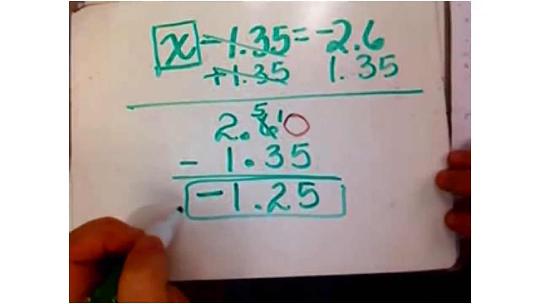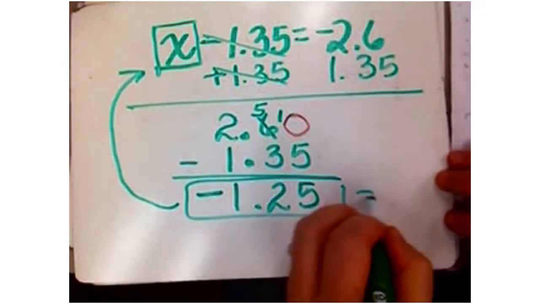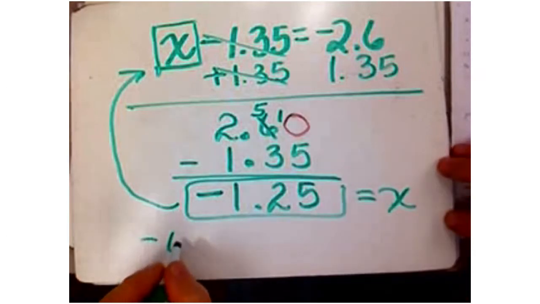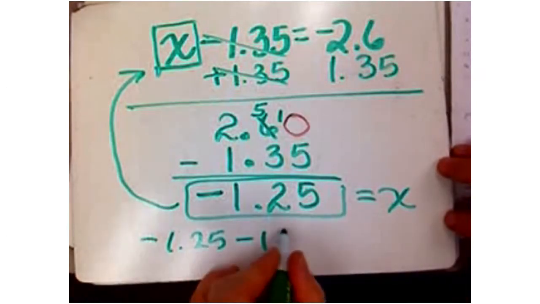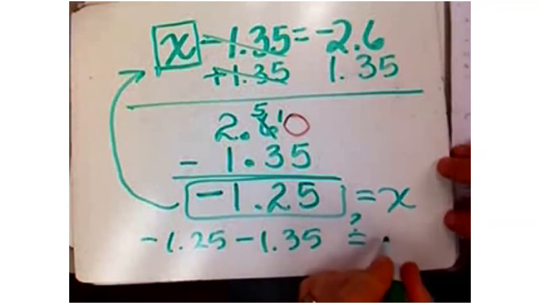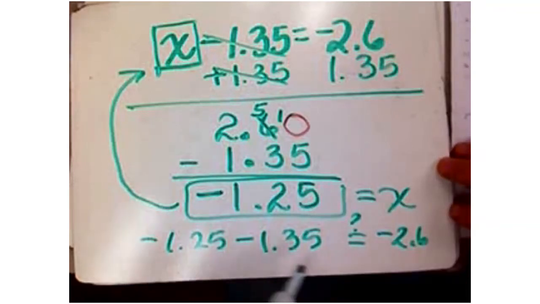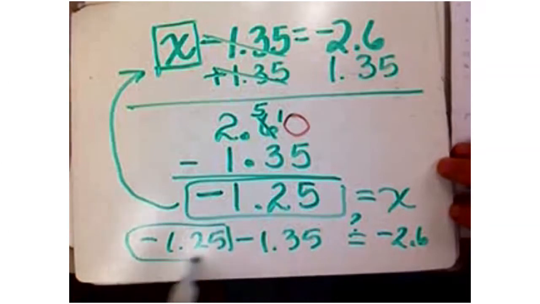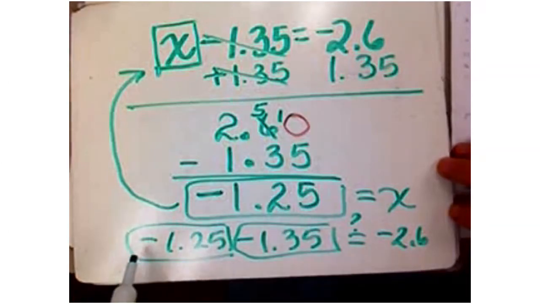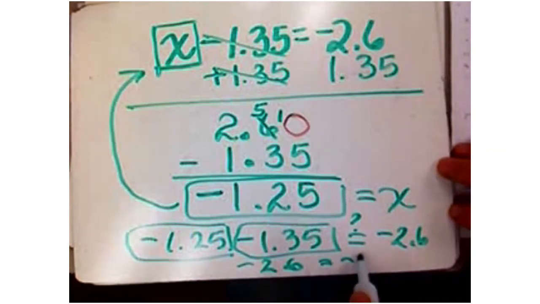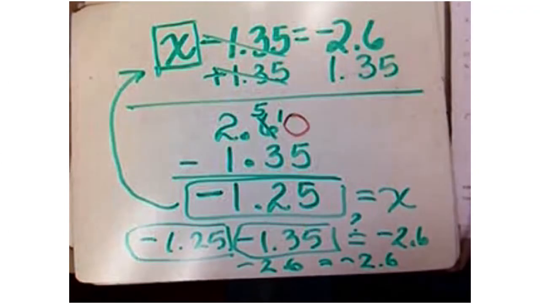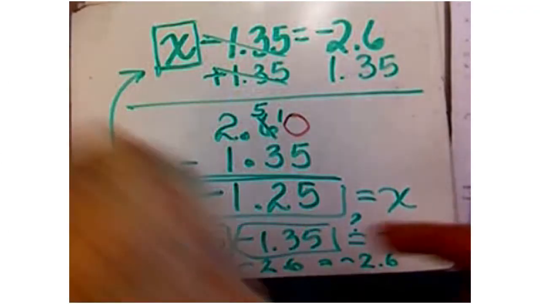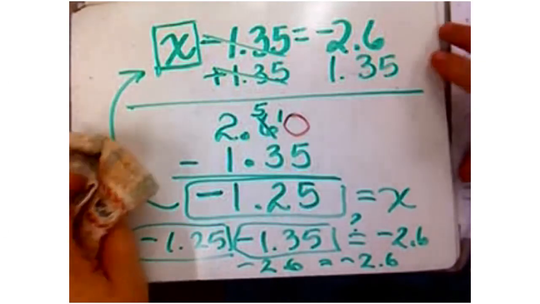If I check my answer and plug it back in for my x, I would have negative 1.25 minus 1.35. Does that equal negative 2.6? Well, I have two negatives hanging out together. I'm going to add them together, and sure enough, I get negative 2.6, and that equals negative 2.6. So you're still practicing your skills with decimals. Now we're putting negative numbers in the mix and solving simple equations. That's using our additive inverse.